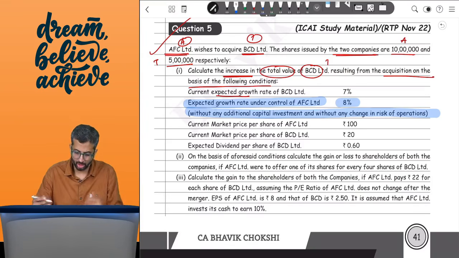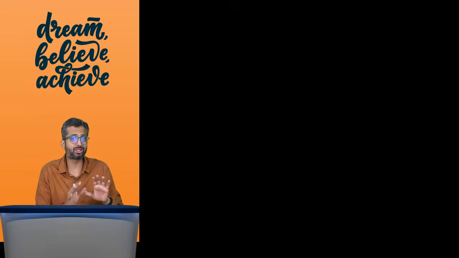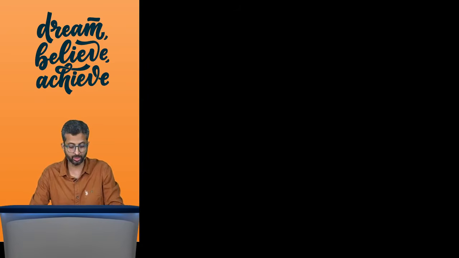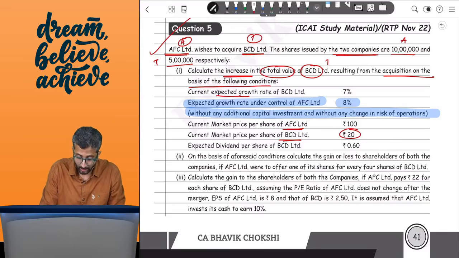Well, I don't know. Current market price of AFC, who is the acquirer, is 100, of BCD, that is the target, is 20. So this is the current market price of the target. This is based on the current setup, based on the current growth rate. Post merger the growth rate will change, but the current growth rate, for example, is 7%. Expected dividend per share of BCD is 0.6. So this is already D1 given to you.